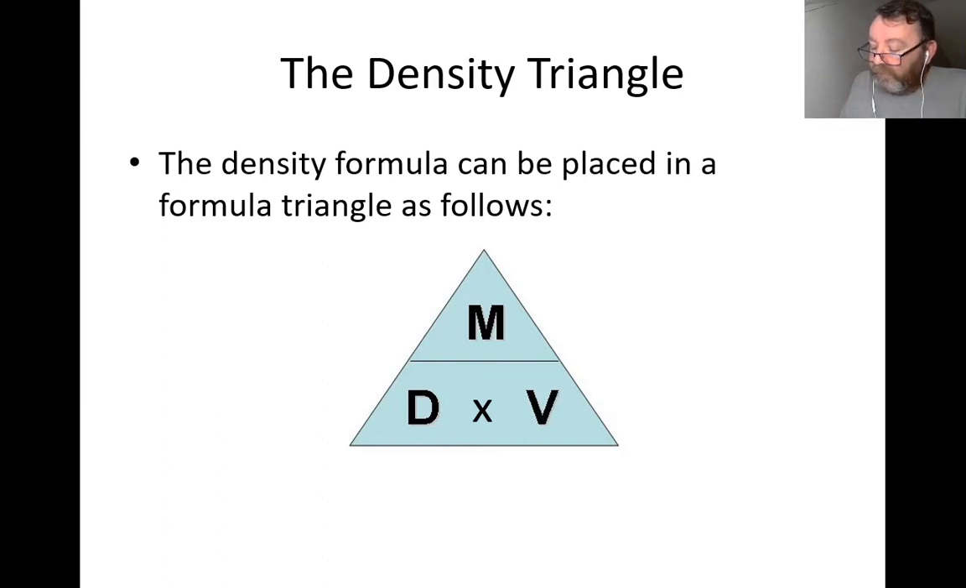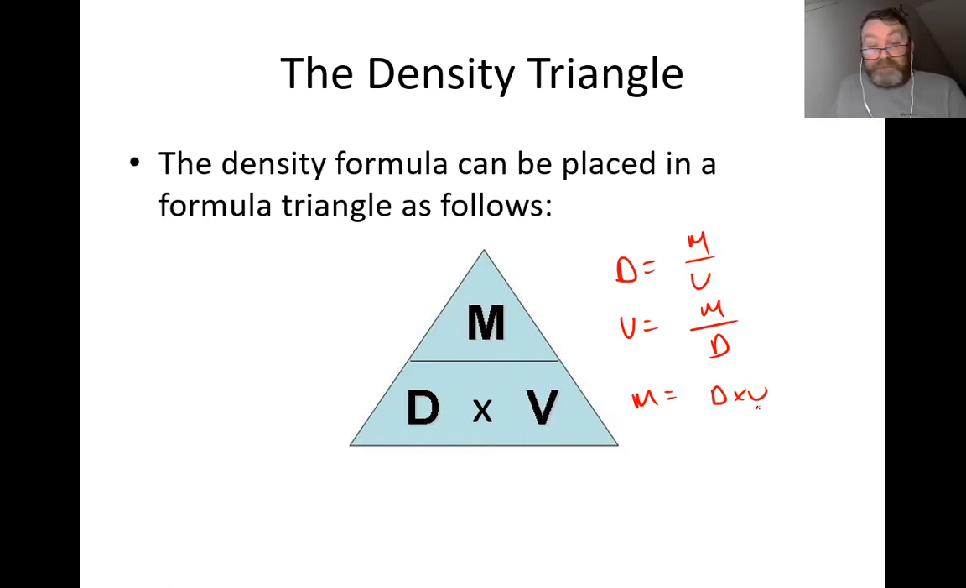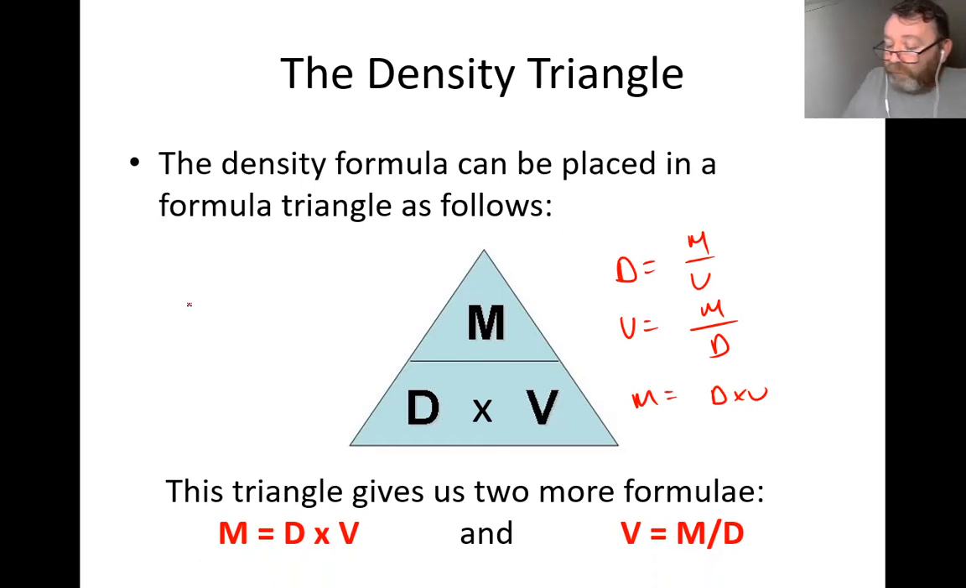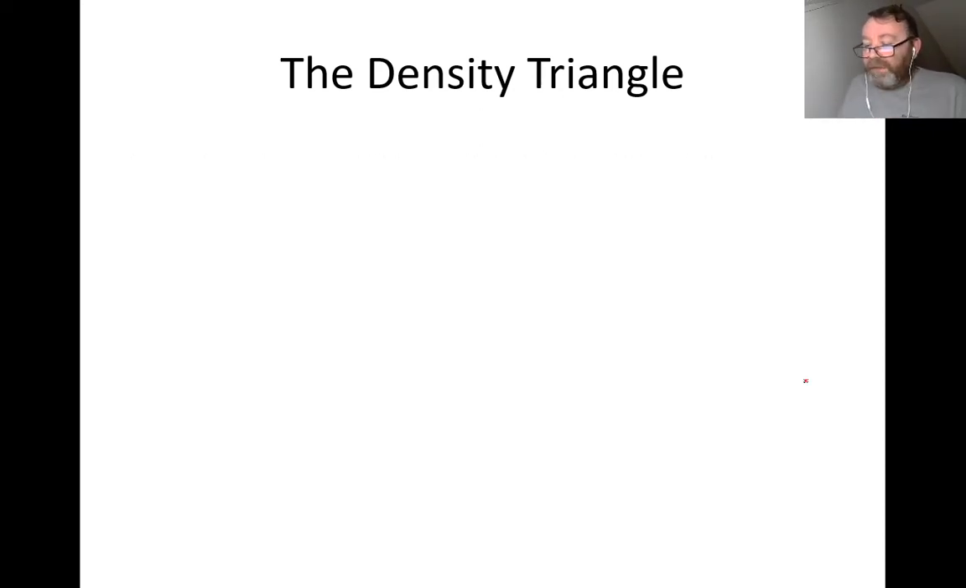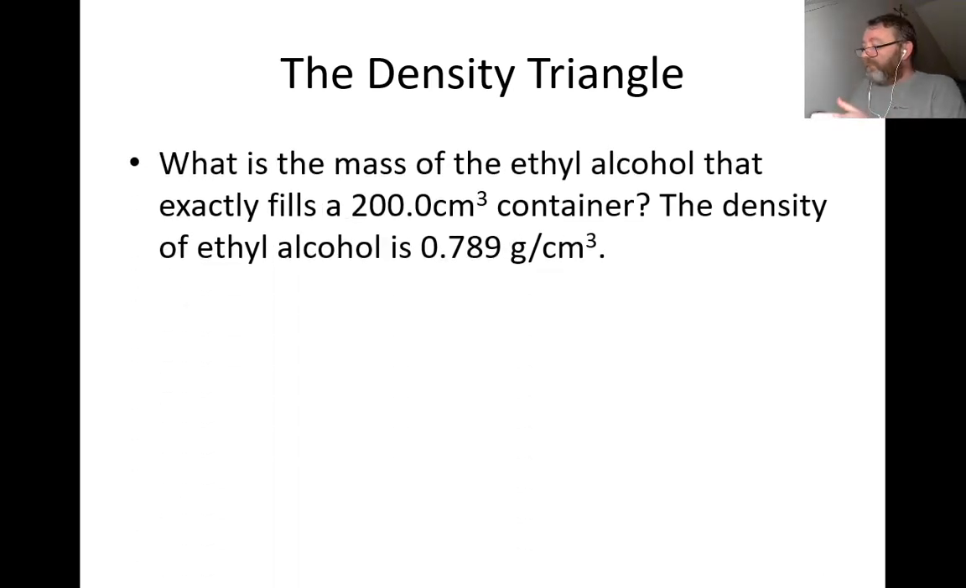What's density? Put your thumb over density. Density is mass over volume. What's volume? Put your thumb over volume. It's mass over density. What's mass? Put your thumb over mass. It's density by volume. So the three formulas again: density is mass over volume, volume is mass over density, and mass is density by volume. You can't ask for anything else. They're the only three formulas they can ask you in terms of density. So we're going to try and follow that into the next couple of examples. Let's take this one here. What is the mass of the ethyl alcohol?